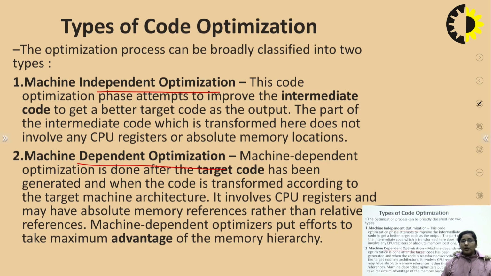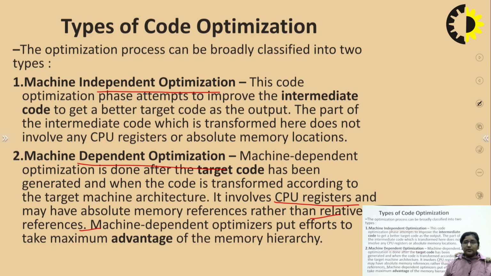Whereas machine dependent optimization is done after the target code has been generated, the final code which is going to be supplied so that the output can be fetched from the system. After that has been generated, machine dependent optimization comes into the scene, and the code is transformed according to the target machine architecture. It involves CPU registers, and it can have absolute memory references rather than relative references.